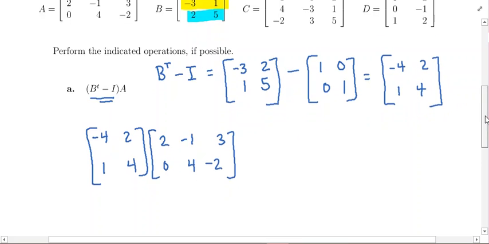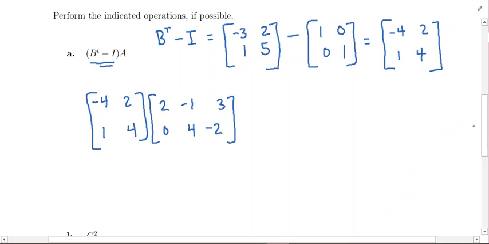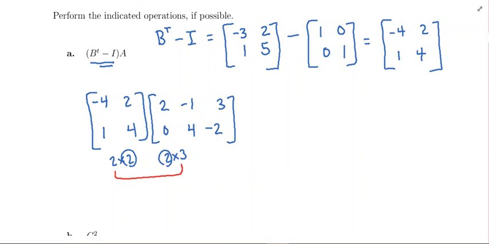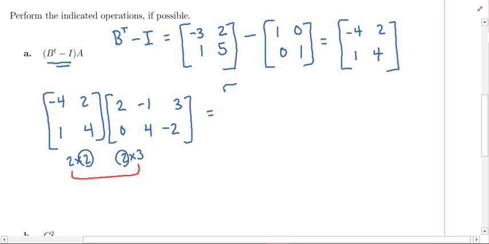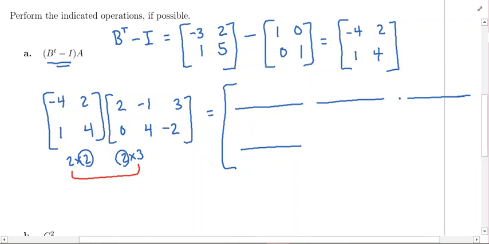Let's check to see if we can even do this. This is a 2 by 2. This is a 2 by 3. Inner numbers match, so the result will be a 2 by 3. We're going to map out a 2 by 3 matrix, so we need something that has 2 rows and 3 columns. It's going to look like this. It's always hard to fit these things in. Okay, so here we go.